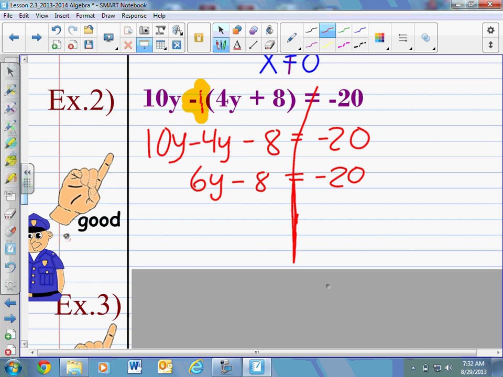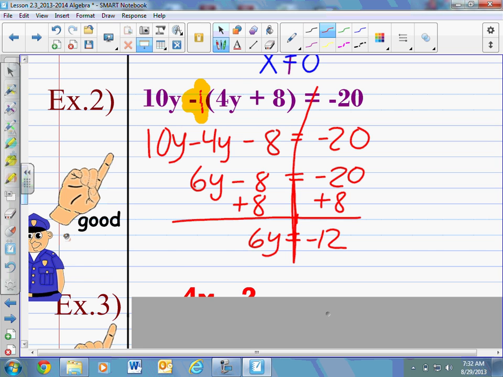Now get rid of the lonely brother, the single number, negative 8 or minus 8. So do the opposite. Plus 8, plus 8. I get 6y equals, what's that? Negative 12. I'm running out of room here, so I'm going to do divide by 6, divide by 6. And I'm going to write the answer over here. y equals negative 2. I would take my answer, negative 2, and plug it back in wherever I see the y, and solve it to see if it works. To do the check, which I'm going to ask you to do on your homework.